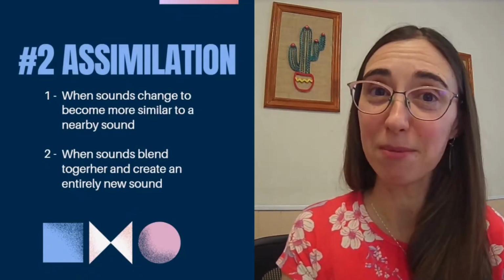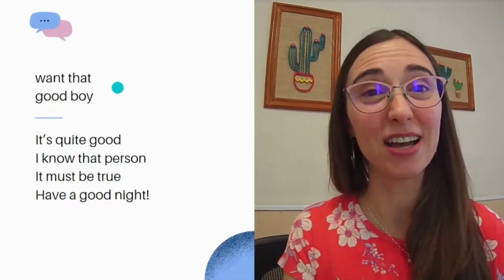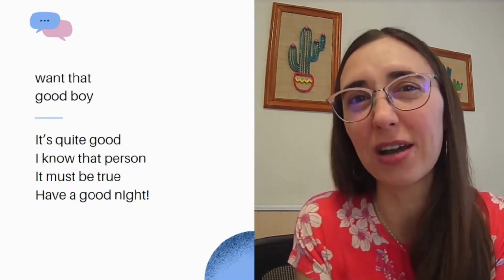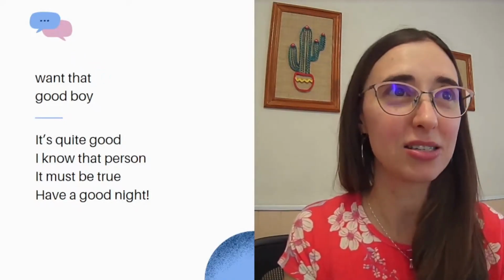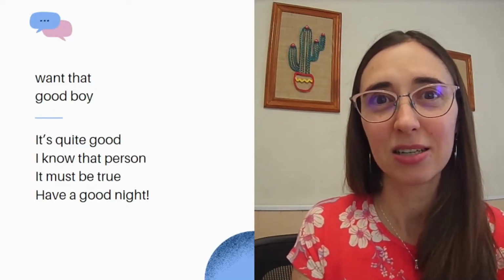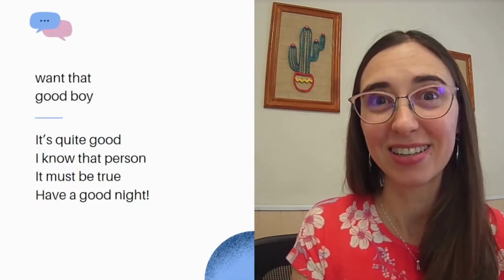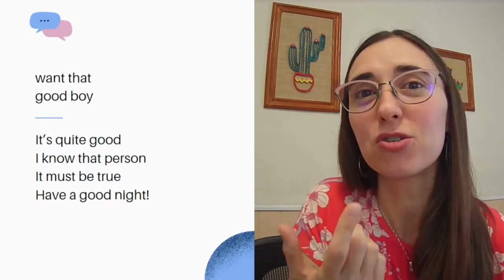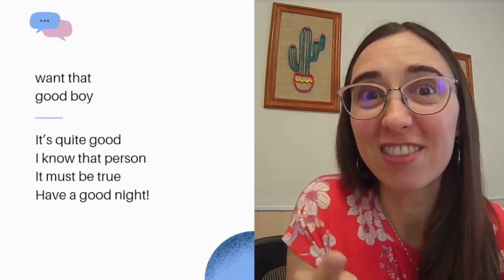Okay, step by step, as somebody here in Argentina said, we're going to start with the first kind of assimilation, in which, remember, one sound affects the other and modifies it somehow. In this case, the first phrase is "want that." What happens when you say that without stopping? Want that. Can you hear the T? Want that. The T is not pronounced. The tongue goes to the position of the T, but you don't say it.